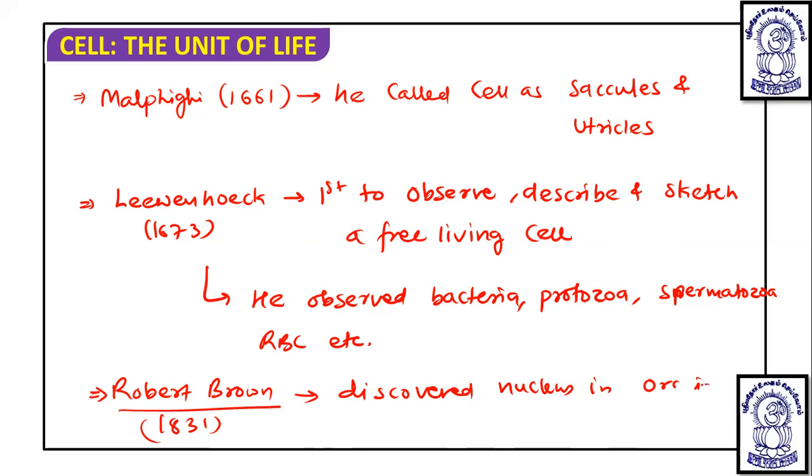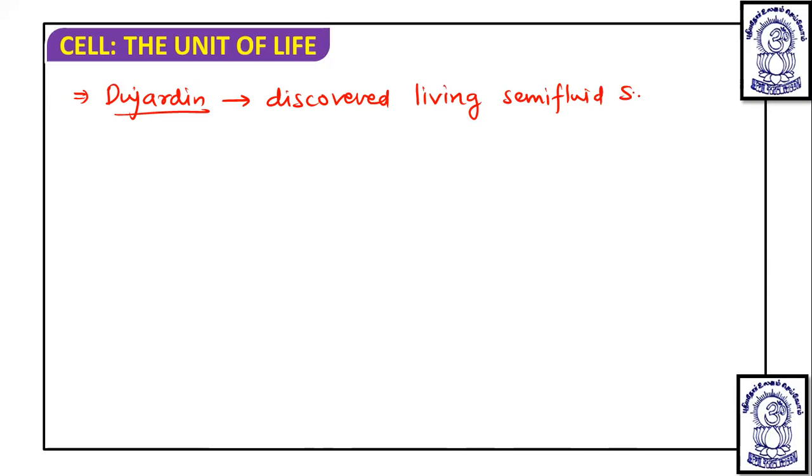in orchid root cells. Then it is known that Dujardin, now there is no need to remember this contribution of Dujardin, it is not getting asked, but I'm just giving you that for information, discovered the living semi-fluid substance of the cell and named it sarcode.